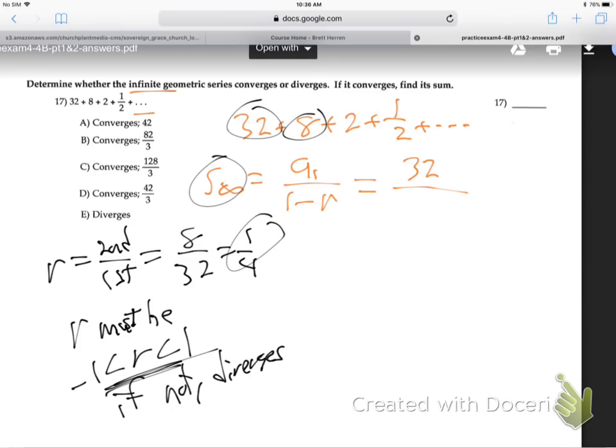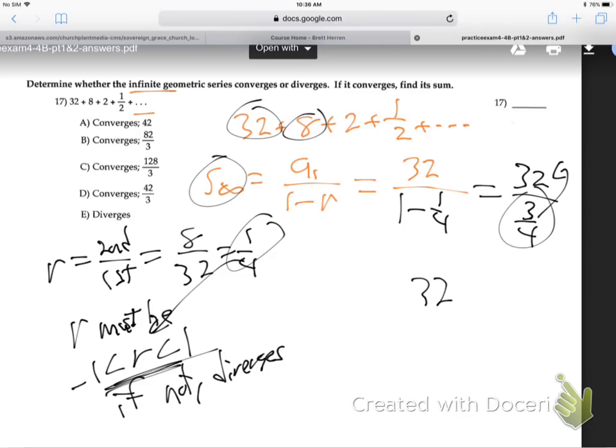Well, is 1/4 between negative 1 and positive 1? Absolutely. 1/4 is a fraction between negative 1 and positive 1. So, yes, it is. So it's good, and we can use the formula. So what do we get then? 1 minus 1/4 is 3/4, right? Grab that, flip it up. So 32 times 4/3, this is over 1. What's that? 128/3. There it is. Converges to 128/3. Converges means it has an answer. It doesn't diverge, doesn't take off. Good on that. The S sub infinity formula.